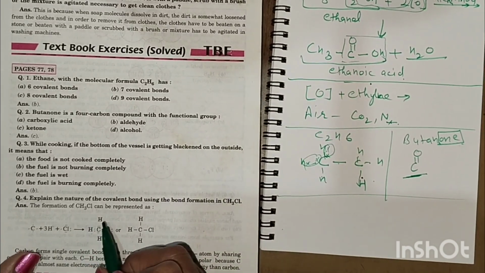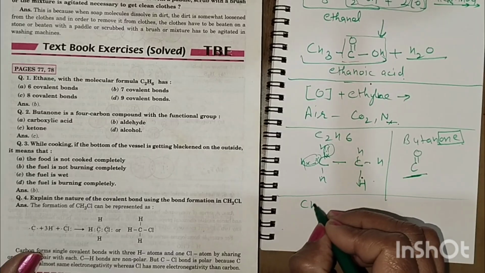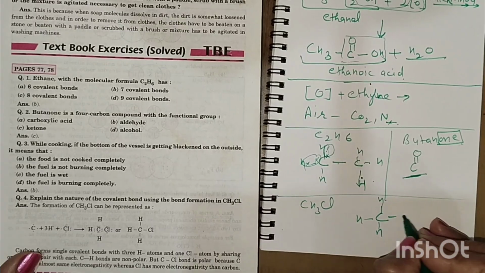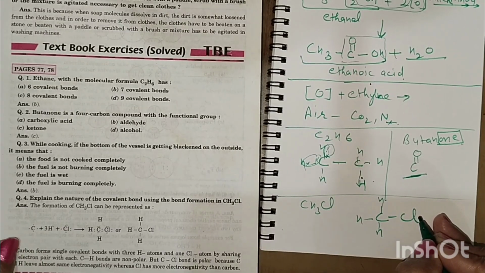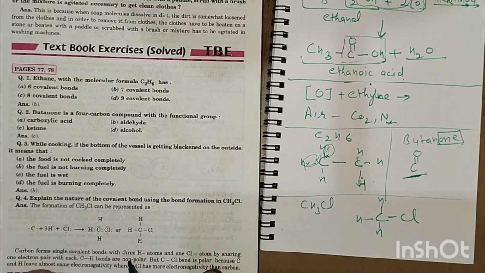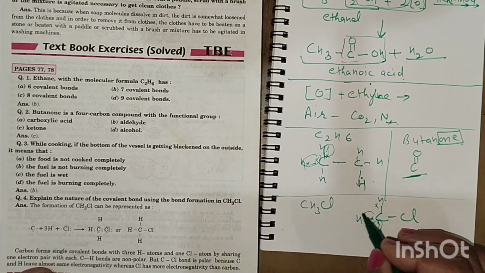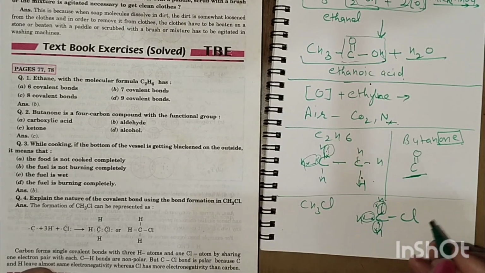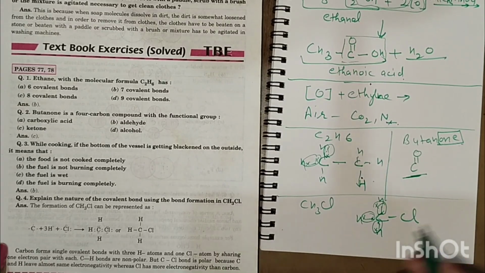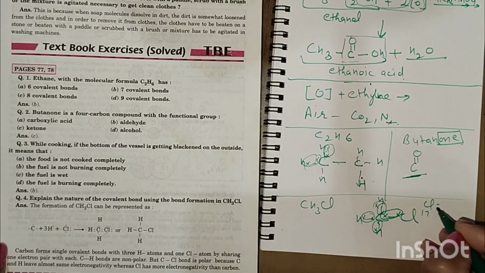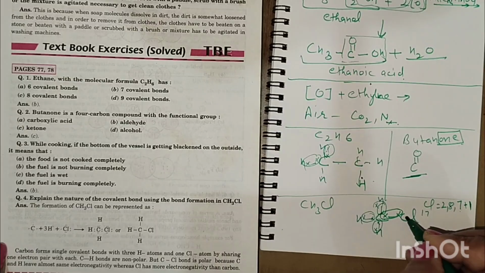Explain the nature of the covalent bond using the bond formation in CH3Cl. The formation of CH3Cl can be represented like this. If we draw the structure, CH3 and Cl, this is the structure. Carbon forms a single covalent bond with each of the 3 hydrogens. And the chlorine atom, by sharing, also has 1 electron, because chlorine atomic number is 17 and its electronic configuration is 2, 8, 7, and it will gain 1 electron, or share.